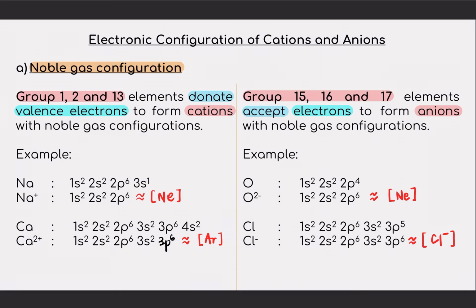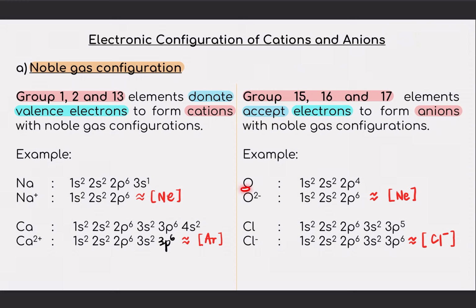Alright. So group 1, 2 and 13 elements will donate, lose electrons from the valence shell. As for group 15, 16 and 17 elements, they will accept electrons because these elements are electronegative. Maksudnya they have a tendency to attract electrons to themselves, so they will attract electrons to form anions with noble gas configurations.